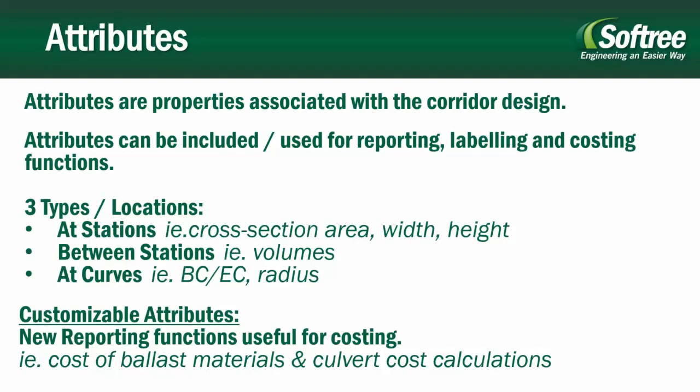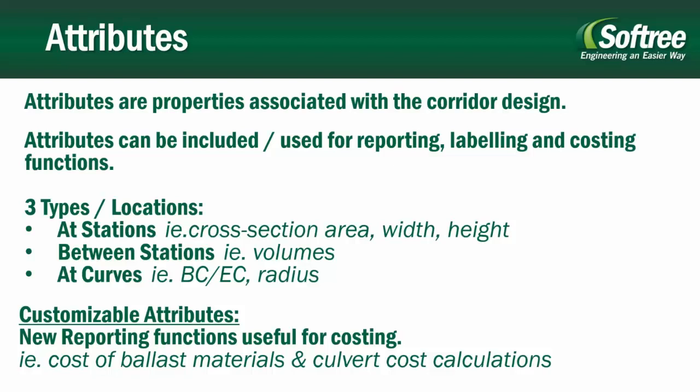Finally, as our most unknown topic of the day, let's discuss what an attribute is. Attributes are properties associated with the corridor design. They are very useful and can be used for reporting, labeling, and custom functions. There are three locations where attributes can exist: at station, for example, cross-section areas; between stations, for example, volumes; and at curves, for example, curve radius.